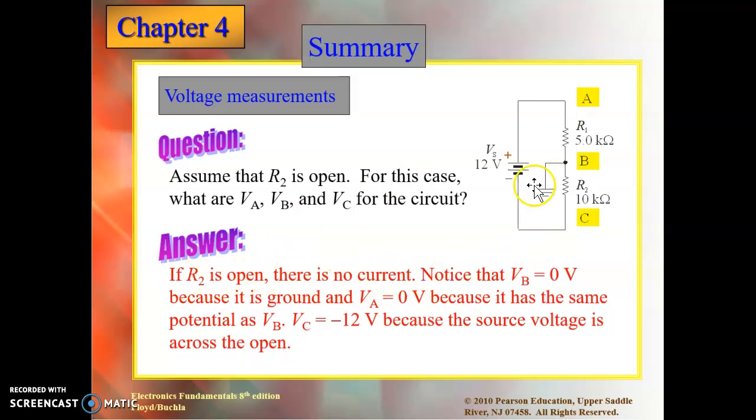R2 is open, there is no current over here, so VB is going to be 0 because it is ground, and VC would be 0 because it is at the same potential as B. VC is going to be negative 12 volts because the source voltage drops across the open resistor. I will write this example step by step so you can understand what is actually happening here, and that will be in our next video.